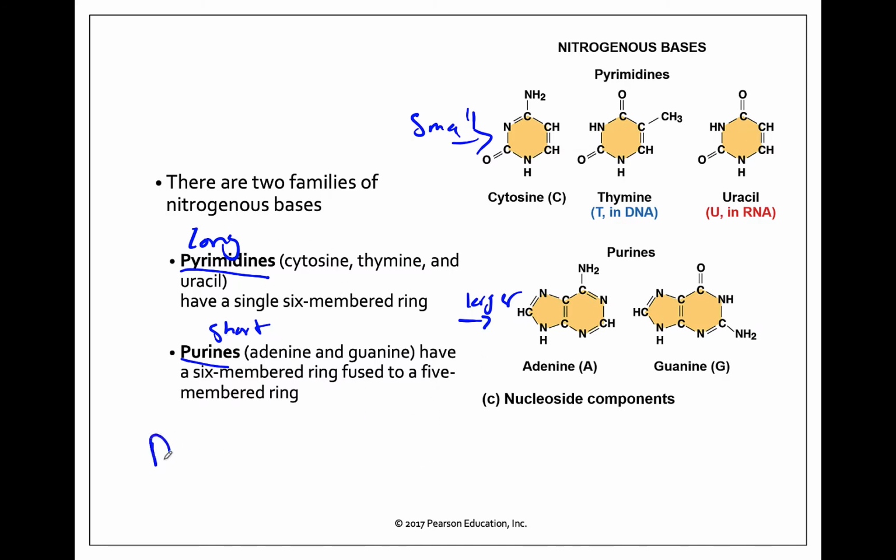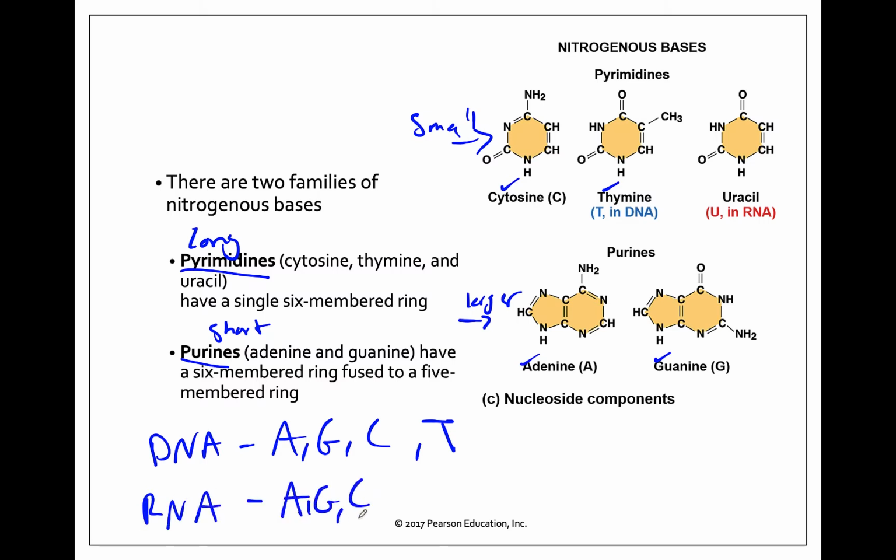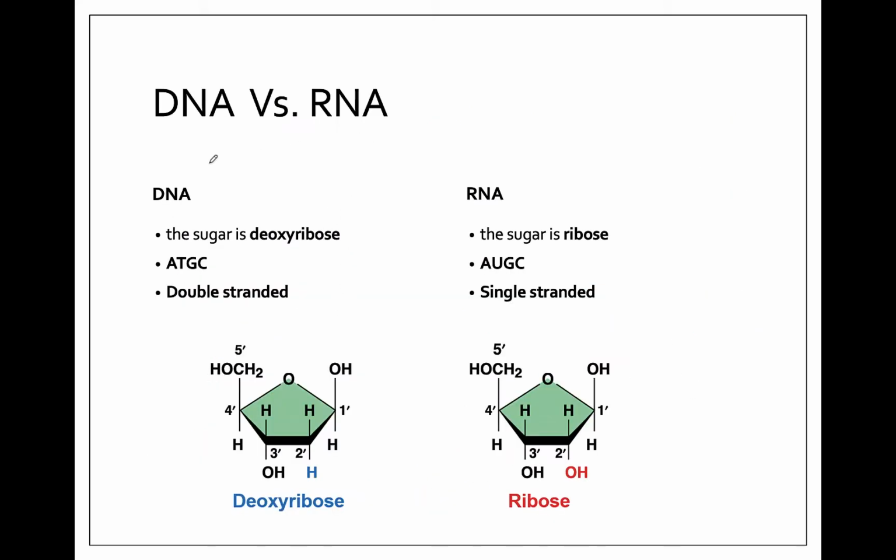So DNA is going to contain adenine, guanine, cytosine, and thymine. So adenine, guanine, cytosine, and thymine. And then RNA has adenine, guanine, and cytosine, but instead of thymine, it actually has uracil. So for this right now, I want you to know the 3 big differences between DNA and RNA.